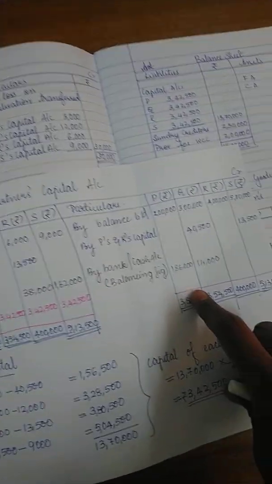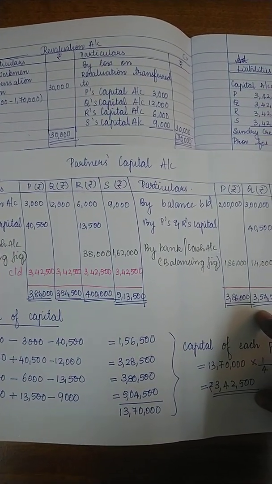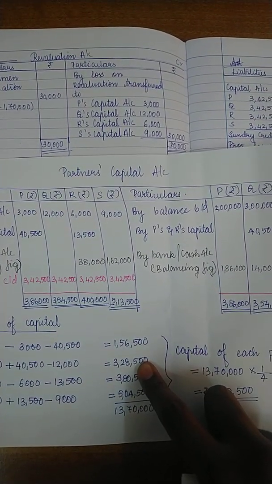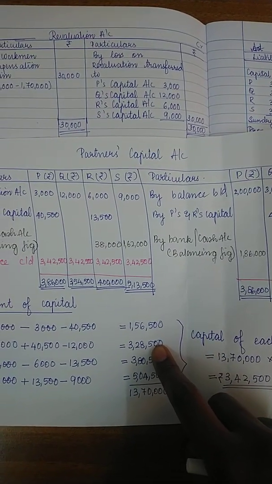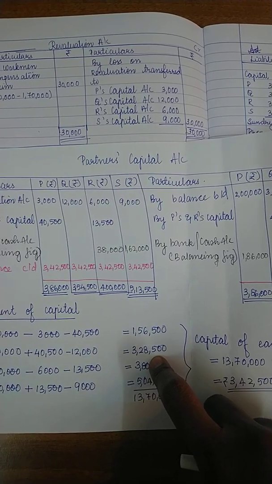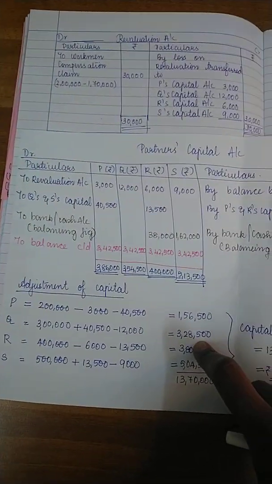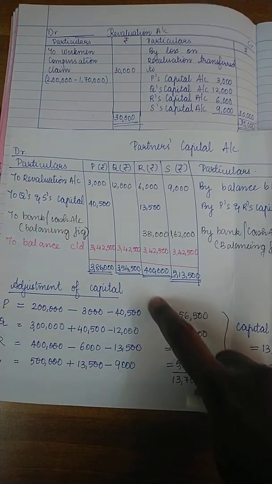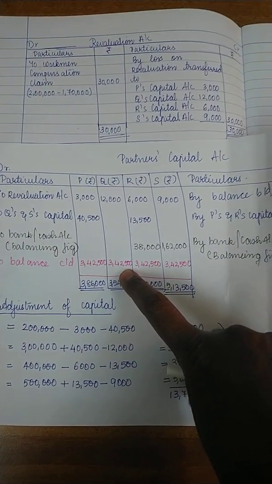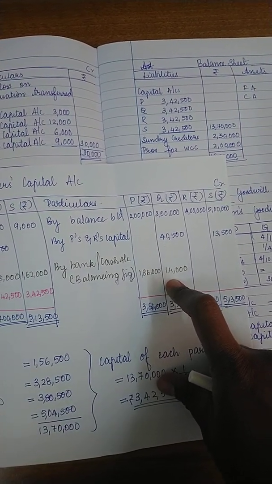And what about Q? The debit side balance is 3,54,500. As per adjusted capital, Q's capital is 3,28,500, but Q has to maintain 3,42,500. So Q also has to bring an extra 14,000 as capital.